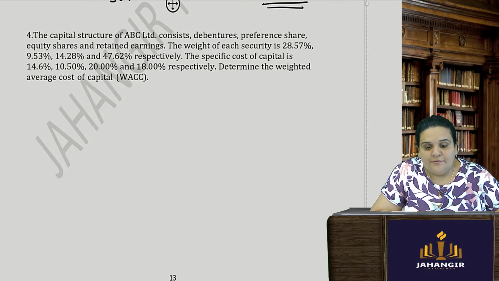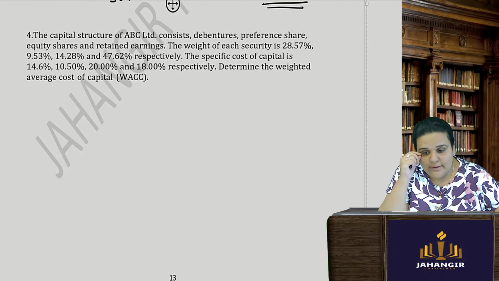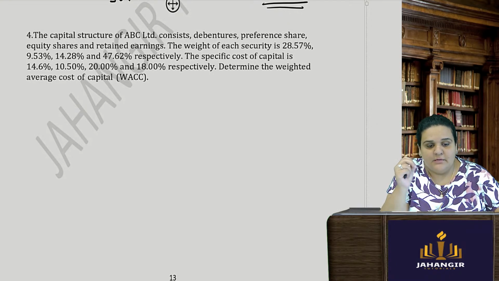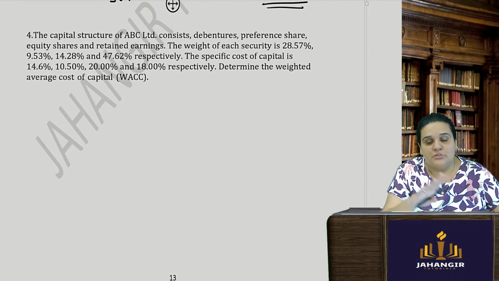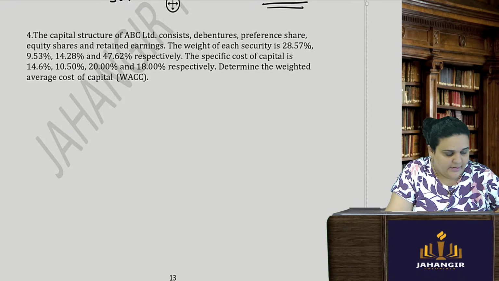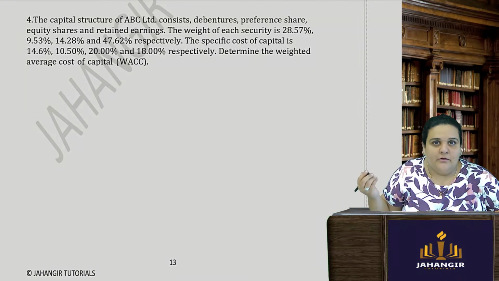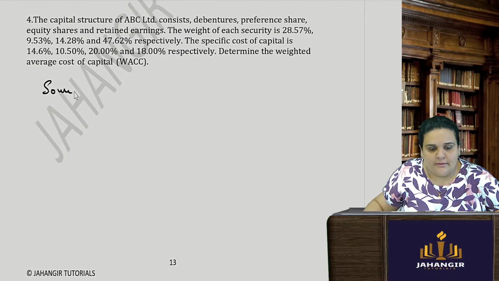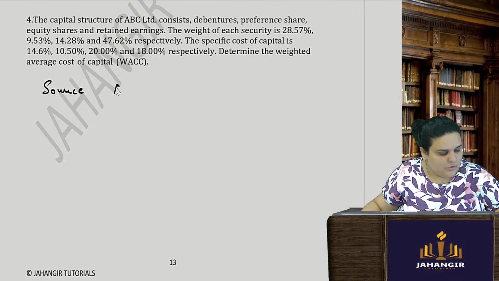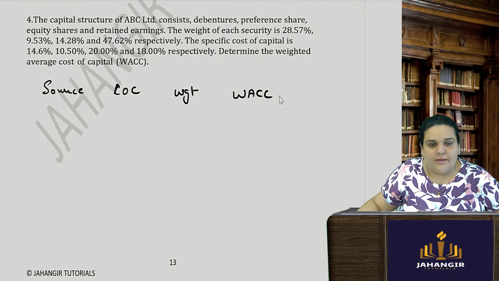Okay, the capital structure of ABC again consists of debentures, preference shares, equity shares and retained earnings. The weight of each security, now they have given me the weights also, is 28.57, 9.53, 14.28 and 47.62. Specific cost of capital of all four is also given to me. I am supposed to just find the weighted average cost of capital. So now this has to be done within a minute. We do not want any amount; cost of capital and weights are also given, so weighted average cost of capital immediately.